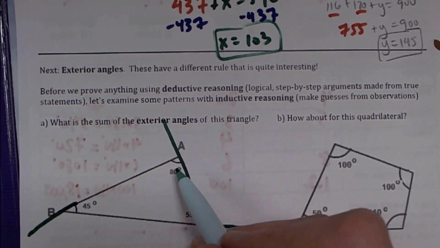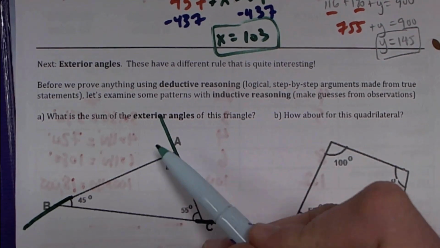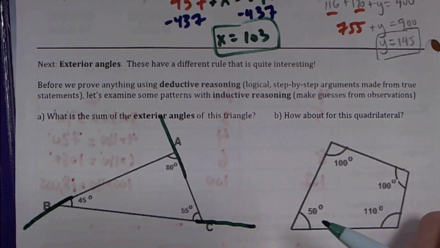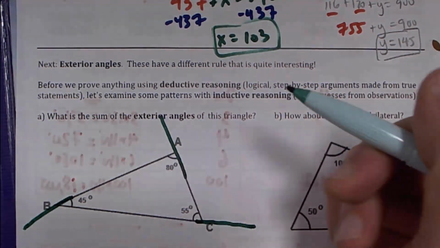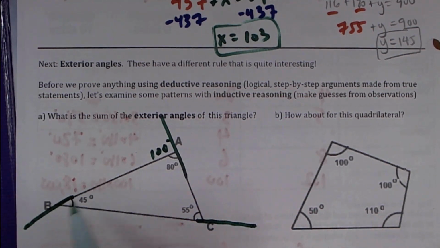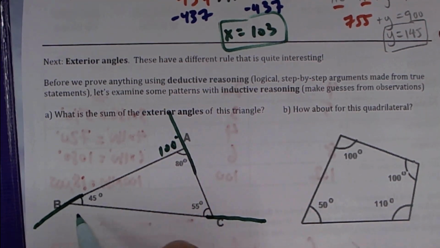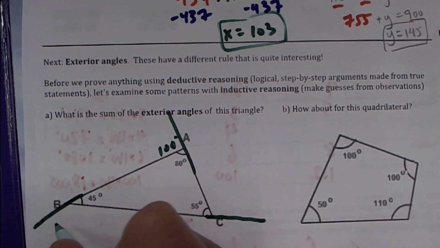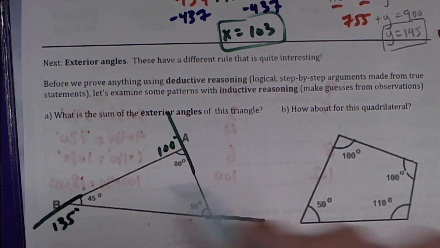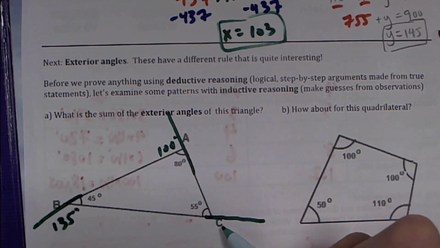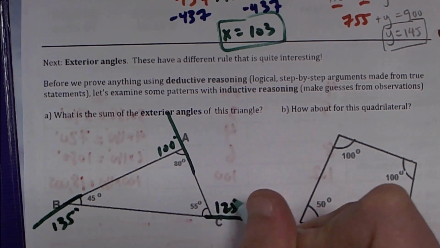So what would these angles be? Just think about it. How could you figure it? If this was 80 degrees and you just made a straight line, what would this have to be? These are supplementary. These are a linear pair. This would have to be 100. These are also a linear pair, supplementary. It's straight, so this would have to be 180 minus 45. So 180 minus 40, 140 minus 5 more, 135 degrees. And same thing with this one, 180 minus 50, which is 130, minus 5 more, 125.